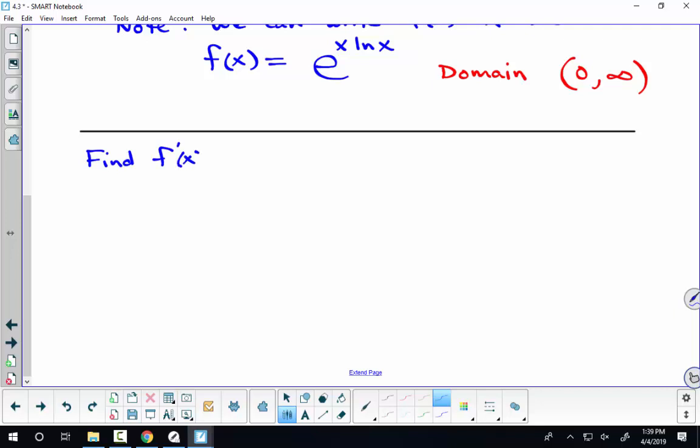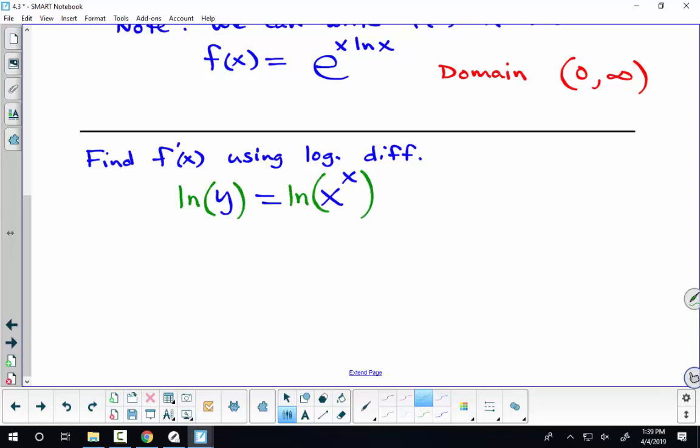So we're going to find f prime of x using logarithmic differentiation. Okay, or if you want to just leave f of x, that's fine. But we're going to take the natural log of both sides, and simplify the right-hand side of the equation using properties of logarithms.